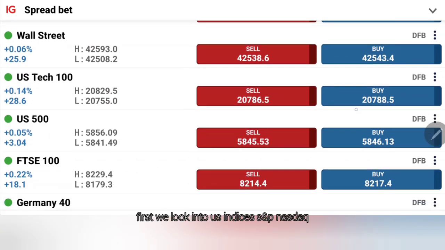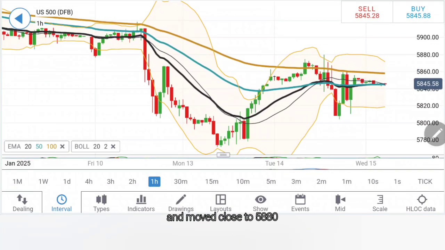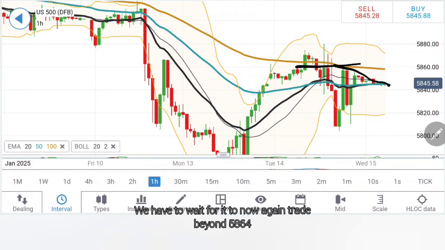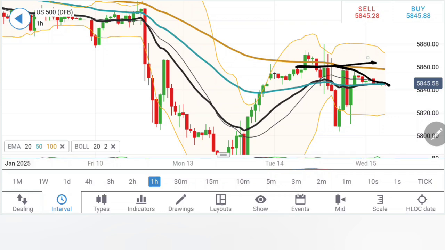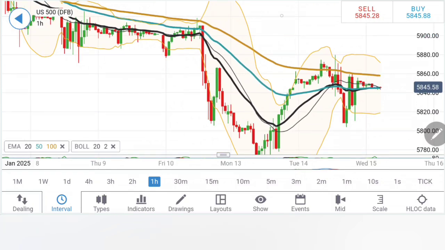Let's start first to look into US indices, S&P, Nasdaq, Dow, followed with the Germany 40 and UK 100. Watch, the S&P on the hourly charts has moved close to 5880 and has retraced since then, and it is right now trading bearish. We have to wait for it to again trade beyond 5864, 5860 and 5880 zone. This is the most critical zone which S&P needs to break, and then it will confirm the complete V-shaped recovery towards 5920. The data might trigger this, but right now I can see this trading with slight bearishness.